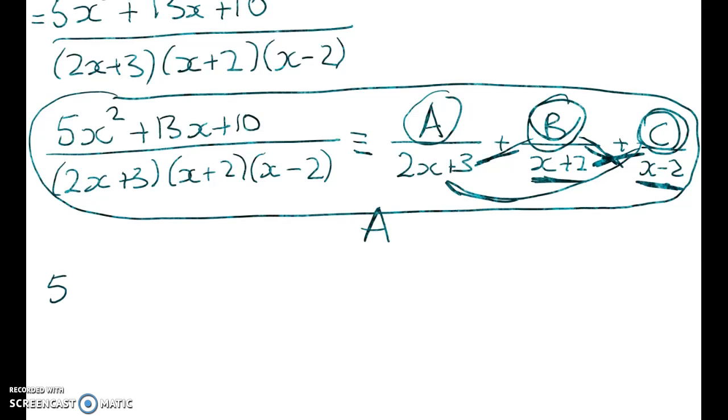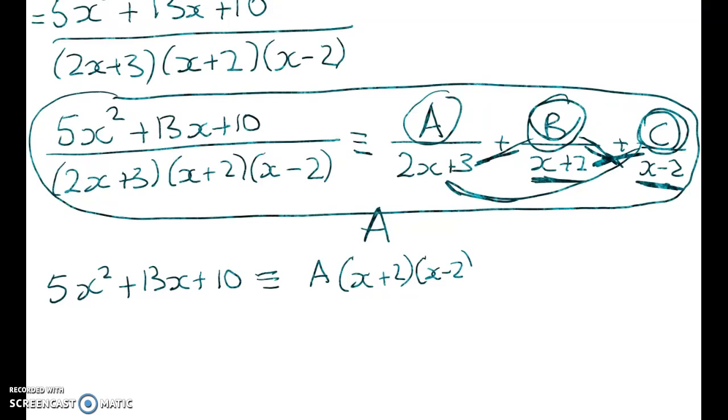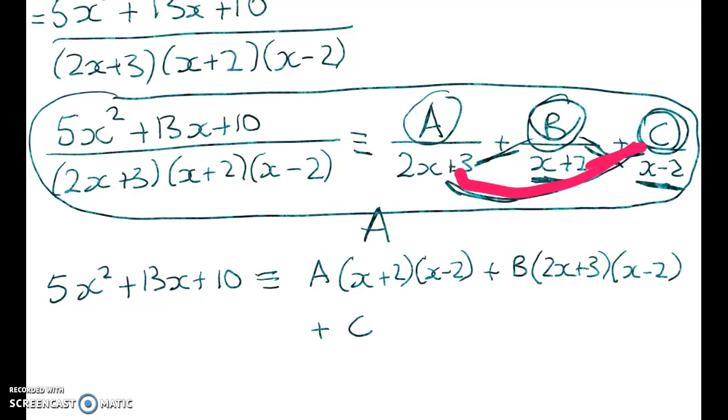So what can we do? Well, we get 5x squared plus 13x plus 10 is identically equal to a times x plus 2, x minus 2, and never expand these out, just leave them like this, you'll see why, times 2x plus 3. Then what have we got left, x minus 2, and lastly plus c times this bit and this bit.